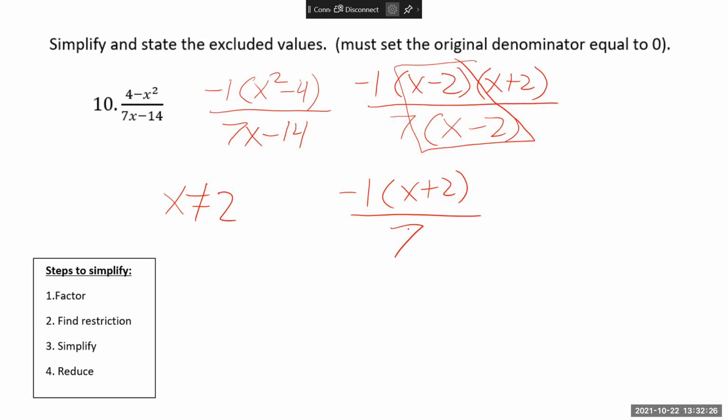If you wanted to, you could. The question was, could I multiply the -1 back in? Yes, you could. Either one is fine. It doesn't matter which one you choose to do, whether you leave it like this or multiply the -1 in. Those are both correct.